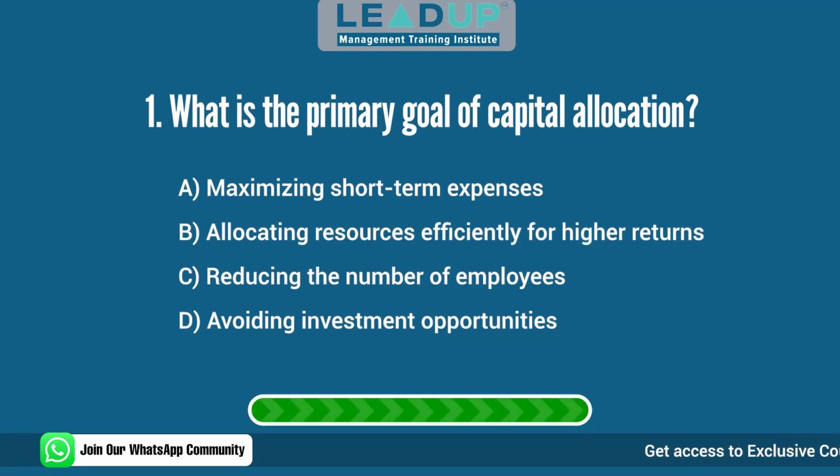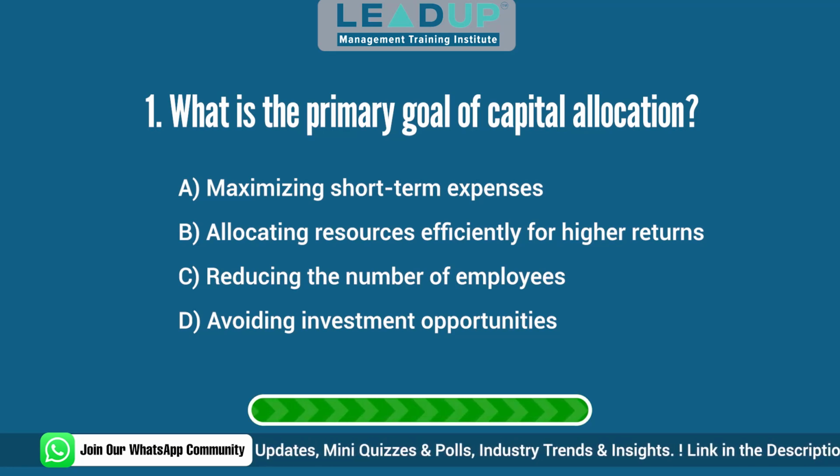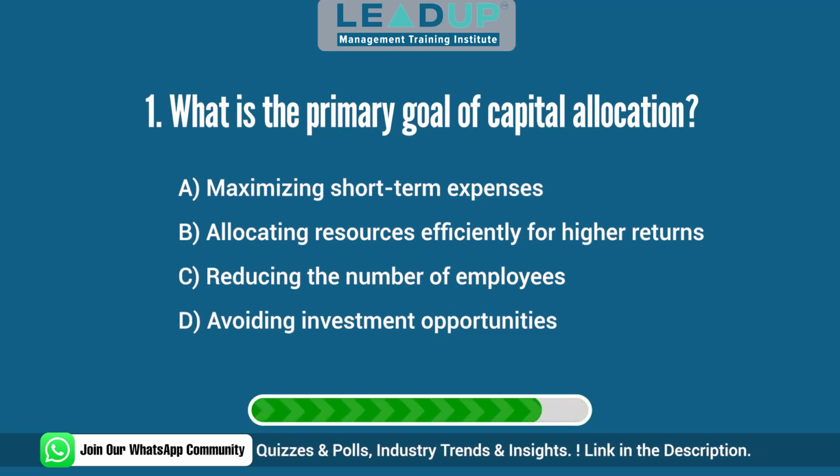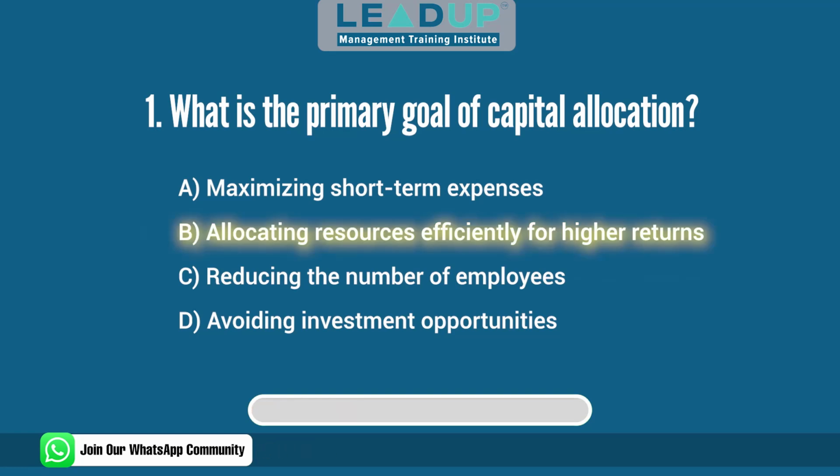A. Maximizing short-term expenses. B. Allocating resources efficiently for higher returns. C. Reducing the number of employees. And D. Avoiding investment opportunities. Answer: allocating resources efficiently for higher returns.